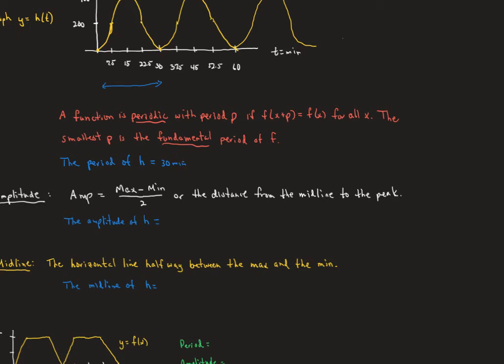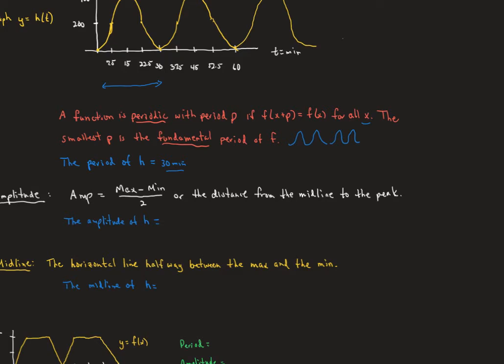Now, that's the fundamental period because that's the smallest distance you can travel before you repeat yourself for all values of x. It would also be correct to say a period of f would be, say, 60 minutes, because this does repeat itself every 60 minutes as well. But the fundamental period, the smallest distance you can travel where you repeat yourself, is the 30 minutes. And that's generally what we're looking for, that fundamental period.